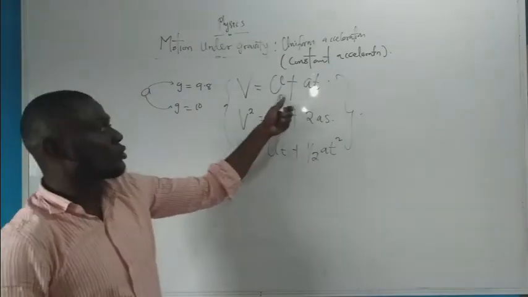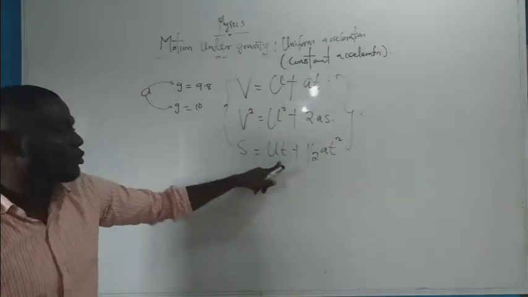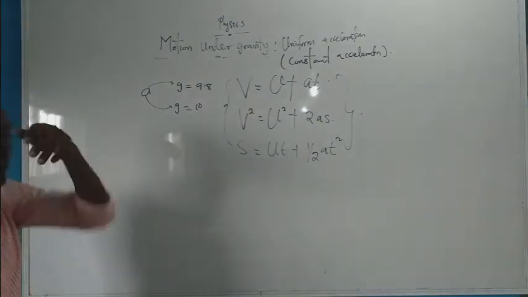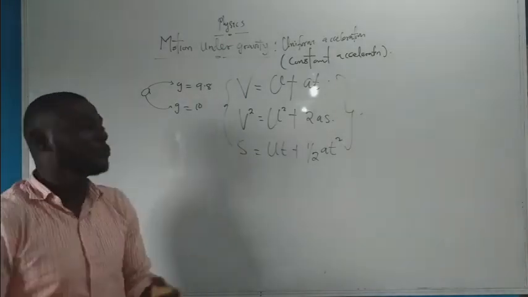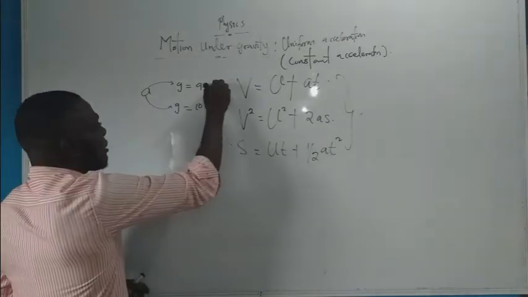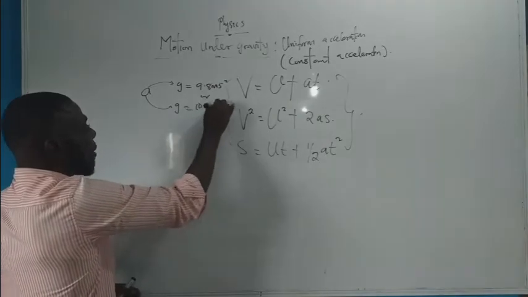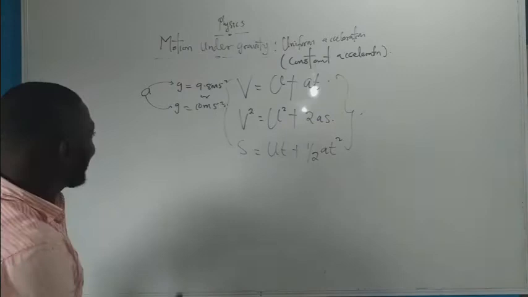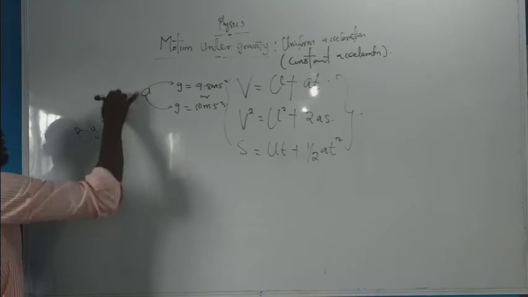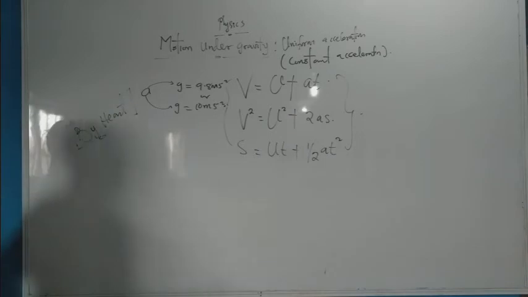V equals U plus AT, V squared equals U squared plus 2AS, and S equals UT plus 1/2 AT squared, where A is gravity, that is acceleration due to gravity, which is 9.8 or 10 meters per second squared. Okay? Note this by heart. You have to know this by heart.